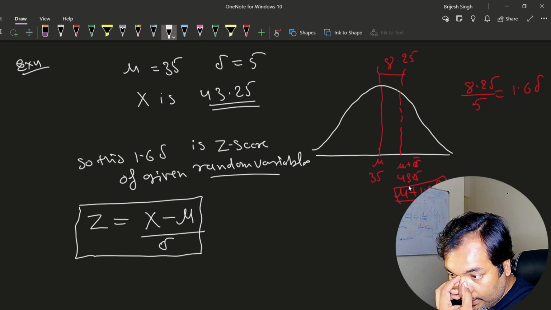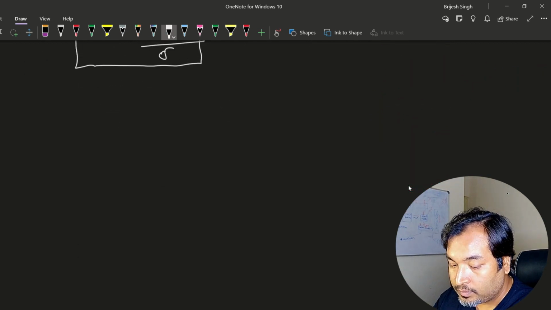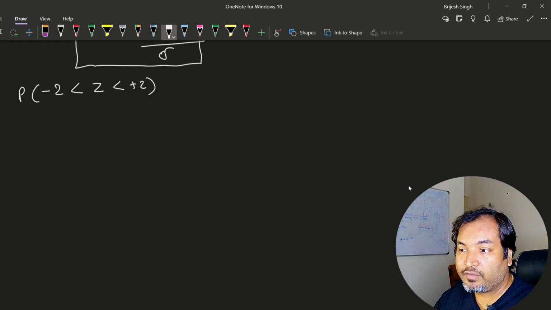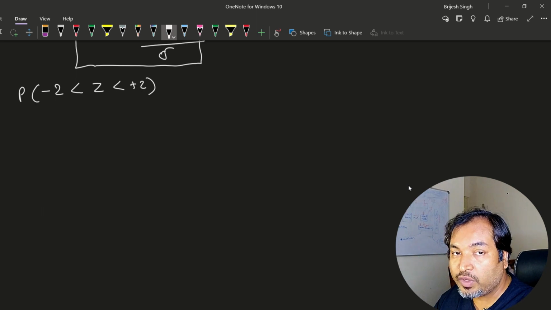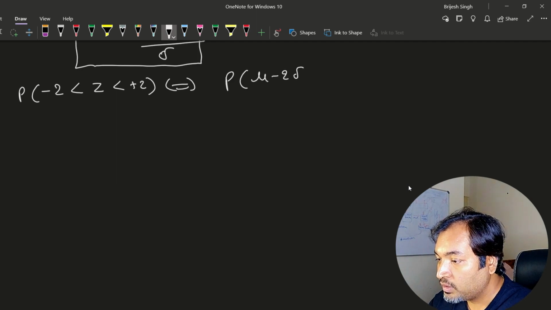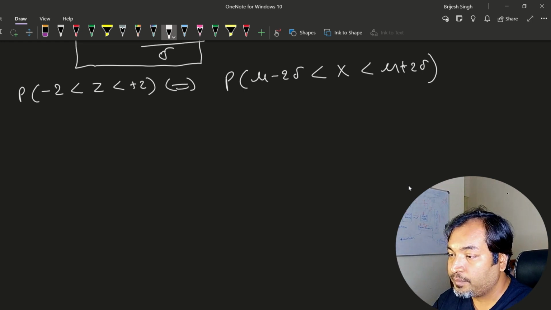Okay. Similarly, if you see the probability of -2 less than Z less than +2, in the same form of what we have done for the normal distribution, the same thing we are doing with the Z score, right? This is equivalent to the probability of mu minus 2 sigma less than x less than mu plus 2 sigma, right? This is all the same.